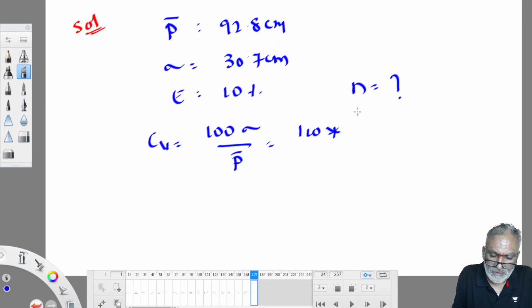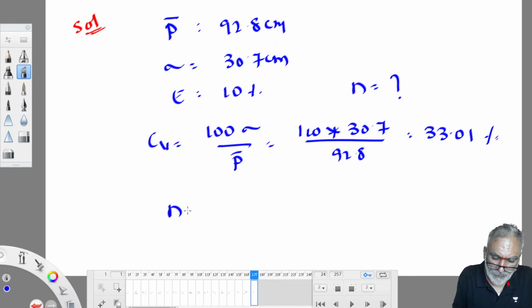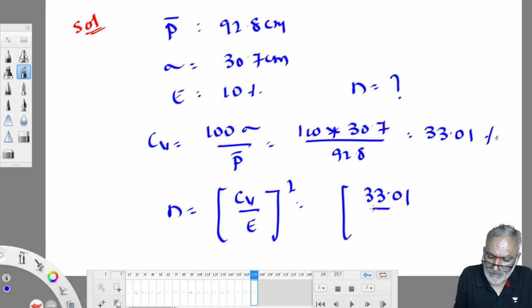So 100 into 30.7 by 92.8. Come on, what is this value? So it is 33.01. It is worked out in percentage. CV we will get in percentage. Therefore, optimum number is equal to CV by E whole square. E also in percentage, CV also in percentage, percentage cancels out. So we'll get a number only.